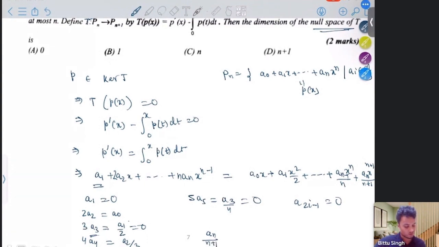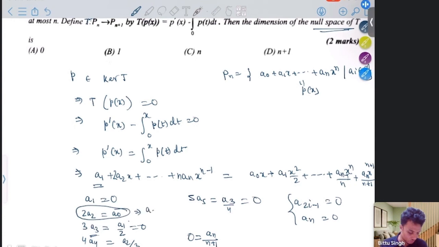We don't know if n is even or odd, but there is nothing for this, so n should also be 0. It does not depend on if n is even or odd. Okay, so n is also 0. The odd terms a(2i minus 1) are also 0, and the even terms are given by these relations.